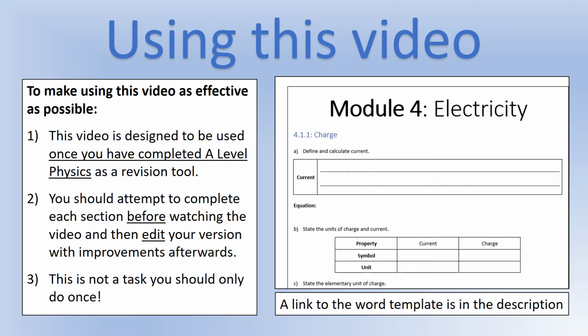So what you should do is, at each section, you need to have a go at filling in each section before I go through it in the video. That way you'll identify the things that you know, the things that you don't know, and the things that you thought you knew but didn't have quite right, which are the important ones to find too. And the final thing is, this is not a task that you should do once. This is something you should do several times over a period of time as part of the revision process to help you gradually develop your knowledge. All right.